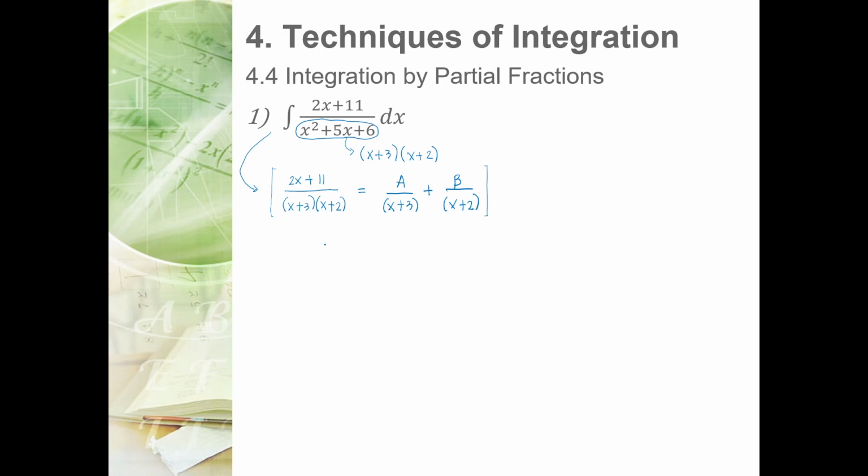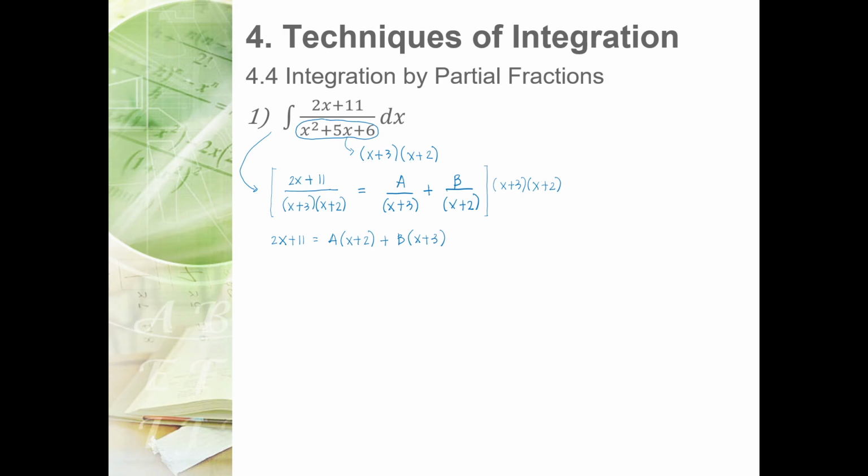So multiply by the denominator x plus 3, so x plus 3, then x plus 2. So this would give us just 2x plus 11 is equal to a times x plus 2 plus b times x plus 3.